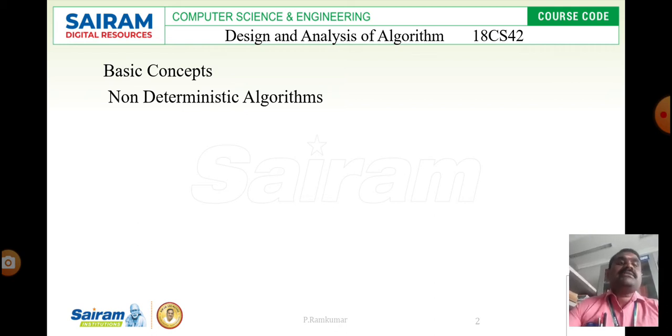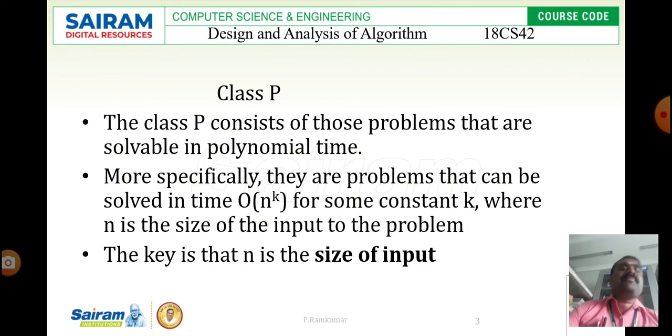Non-deterministic algorithm means an algorithm will take extra time. For example, if I have a for loop or while loop, it will run more than one time, n number of times. So that is called a non-deterministic algorithm. Class P means P represents problems that are solvable in polynomial time. I already explained that. More specifically, the problems that can be solved in time of order n power k for some constant k, where n is the size of the input of the problem.